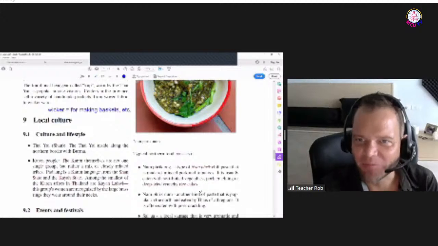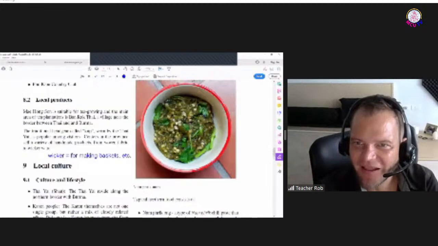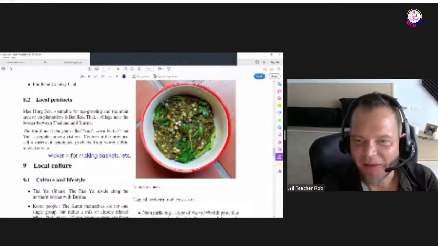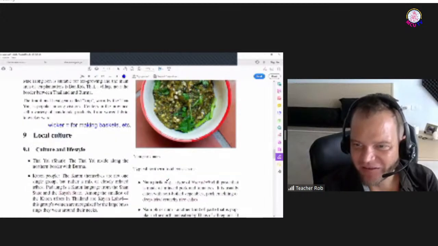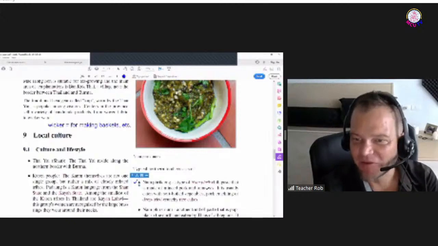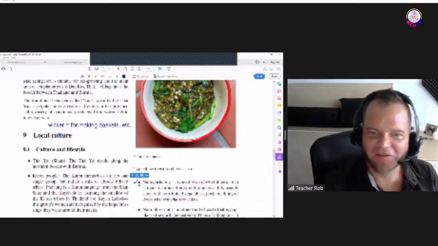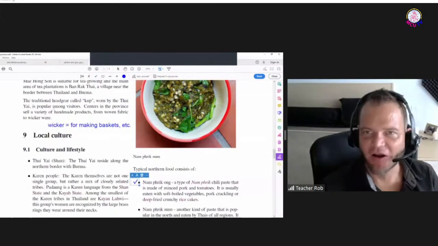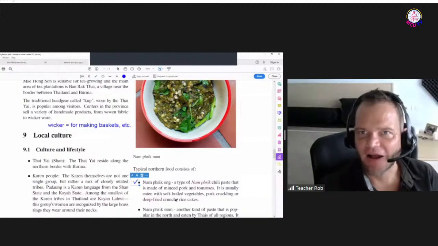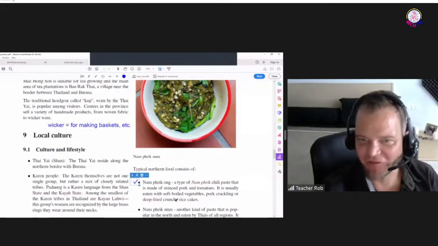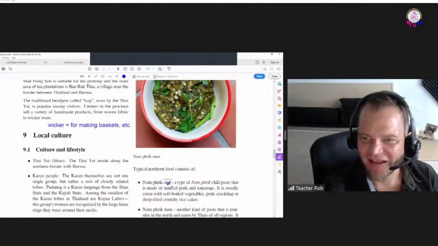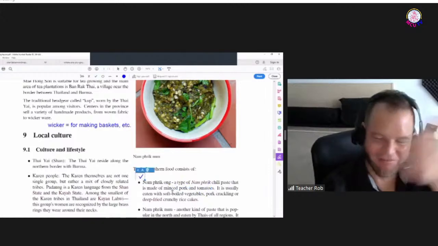Okay. I bet I've had this before. This looks familiar. Looks very delicious. Nam Prik Ong is the first one they mentioned. That's a type of Nam Prik chili paste made of minced pork, and I know I've had this before. Minced pork and tomatoes. Usually eaten with soft boiled vegetables, pork crackling, deep fried. Oh yeah, okay. They have this at Chiang Mai University. One of the cafeterias, the Rong Ahan, I believe they serve this Nam Prik Ong. I know I've had this. I recognize the minced pork and tomatoes part of this, and I really like this stuff.